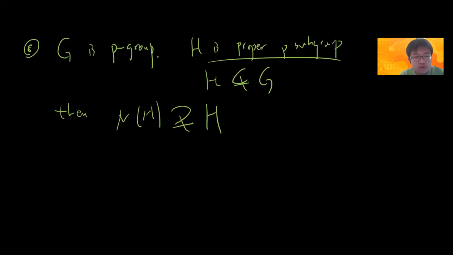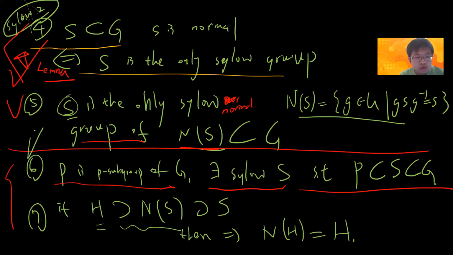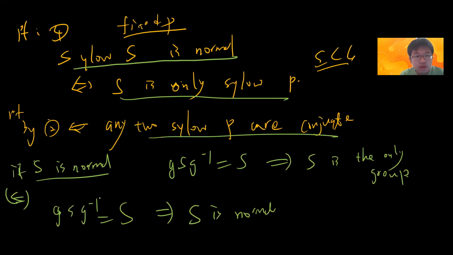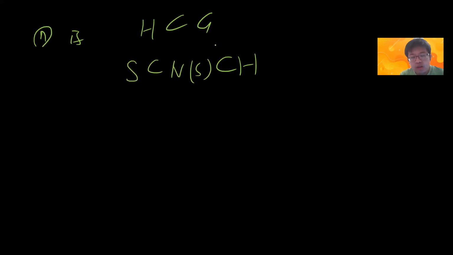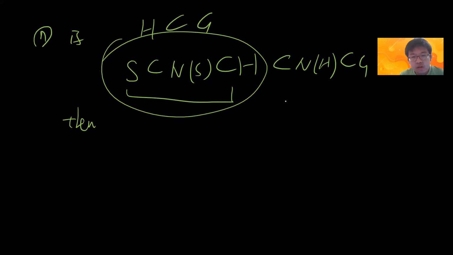Okay, so let's go to number 7. I think it's an easy one, so let me just write down number 7. Number 7 says that if you have some subgroup H which contains the normalizer of the Sylow P, so that means we have this diagram, and we get that the normalizer of H will be H itself. Proof: the proof is simple.